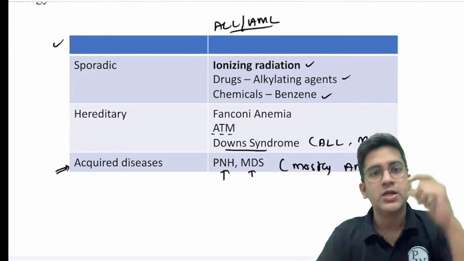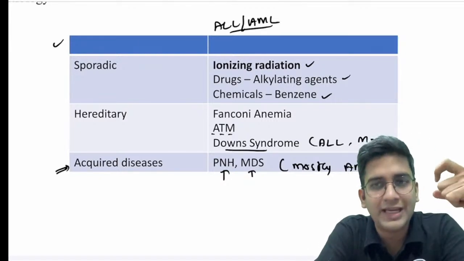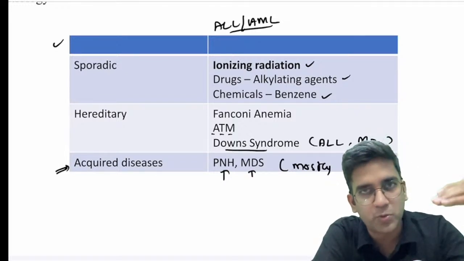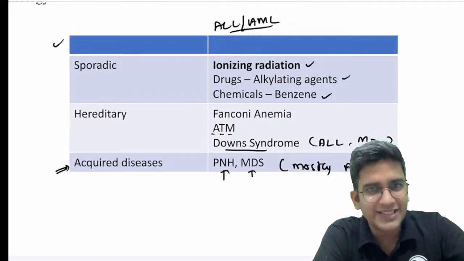This is mostly for AML, but it doesn't matter if you write it for ALL also, it's more than enough, right? So etiology is going to be the same for both ALL and AML. Ataxia telangiectasia mutated, that's ATM, fine. So we have sporadic, we have hereditary, we have acquired, just forming something.